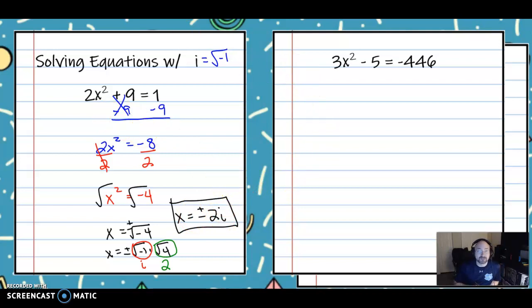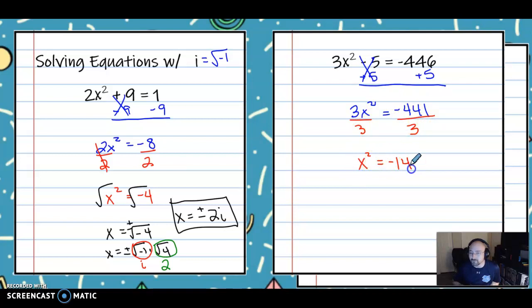Let's go ahead and try that again with a little bit faster pace. 3x squared minus 5 equals -446. I might need to use a calculator here at some point, but we're going to begin by adding 5 to both sides. 3x squared is now equal to -441. We're going to need to divide by 3 next. Divide by 3. Oh gosh, what is this? This is going to be 147, I believe. x squared is equal to -147.